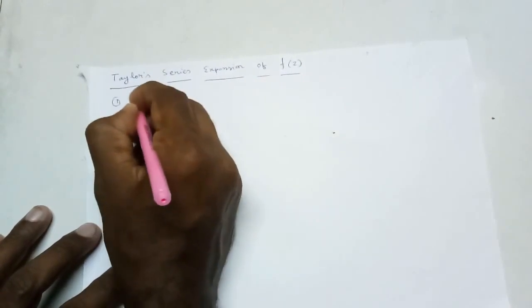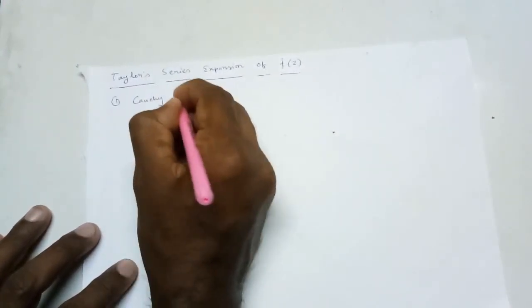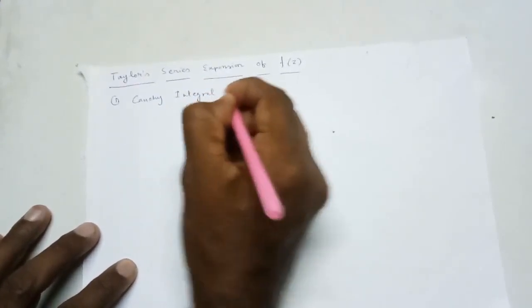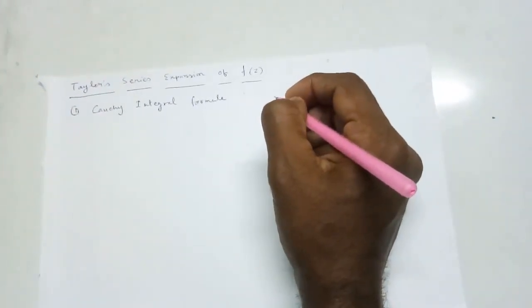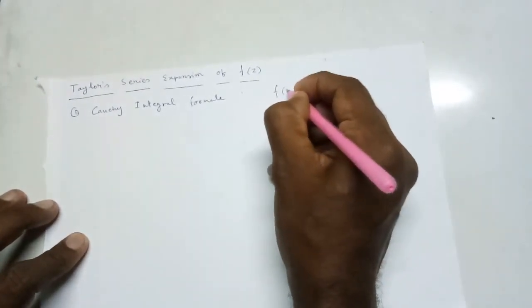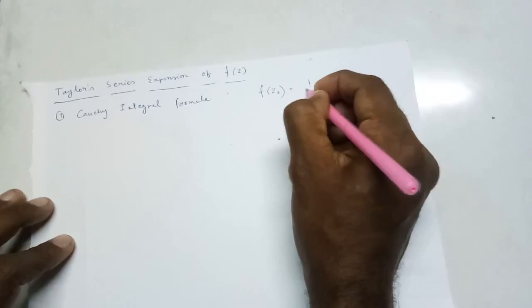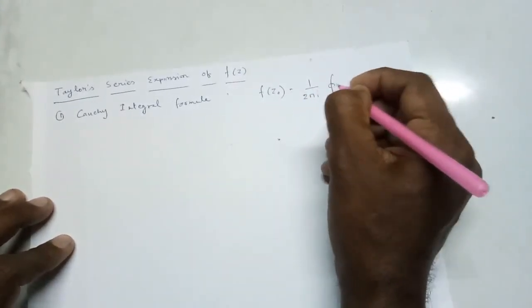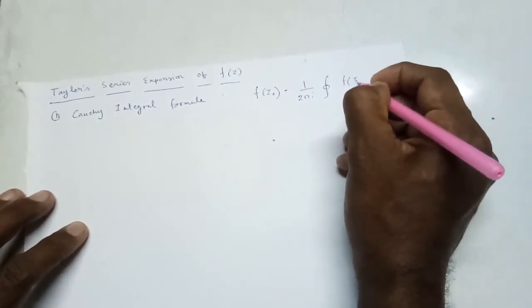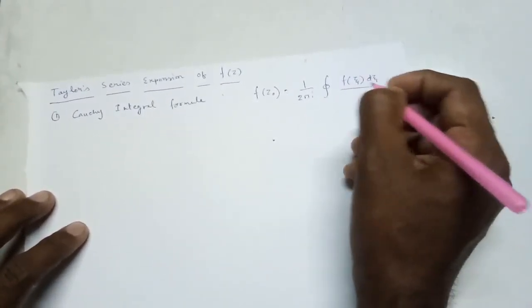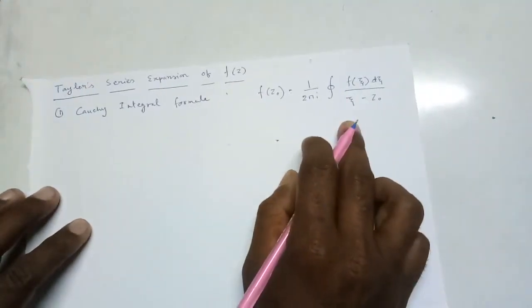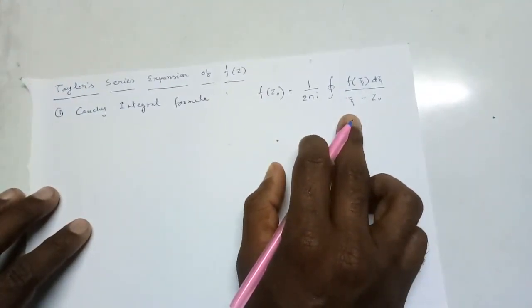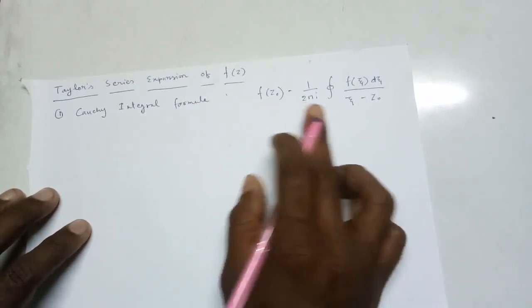The first one is known as Cauchy Integral Formula, which is given by the relation f of z0 equals 1 by 2 pi i, integration over a closed loop, f of xi d xi divided by xi minus z0, where xi is a complex variable and z0 is the point where the function is being evaluated by this integration.